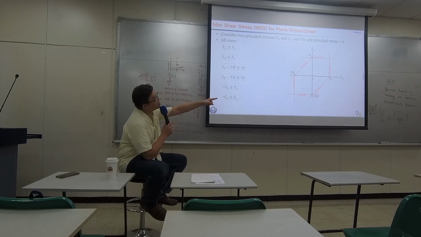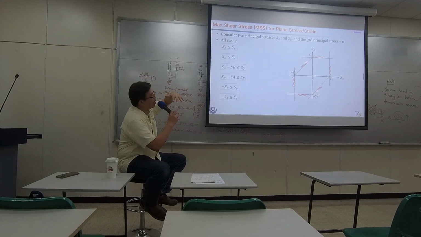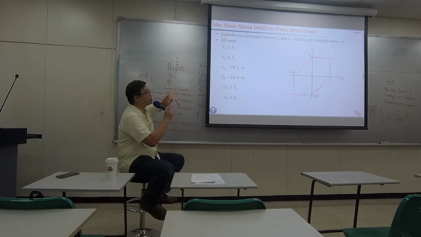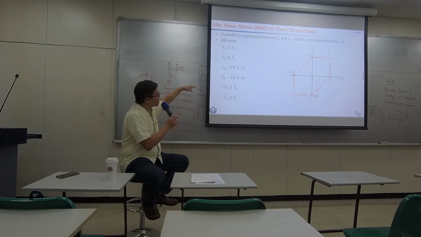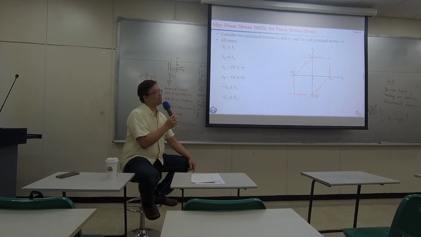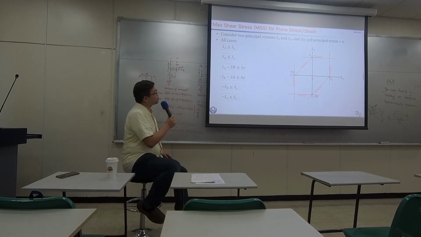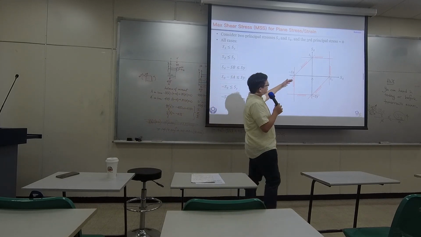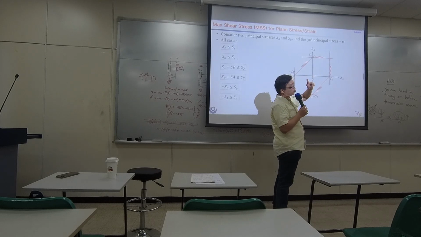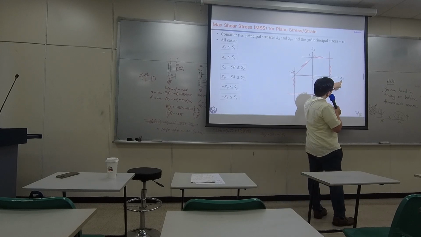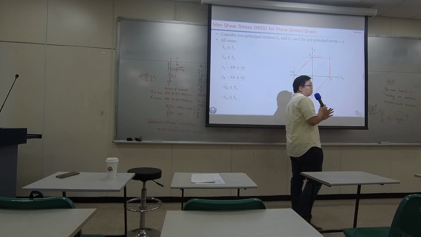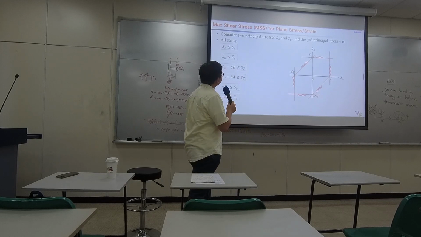What is the drawing on the right? The drawing on the right is representing the region bounded by these 6 equations on the left. Let's try to study them one by one. If I make a drawing of the 2 principal stresses on the plane, one of them is called SA, the other one is called SB, no matter which one is bigger or smaller.